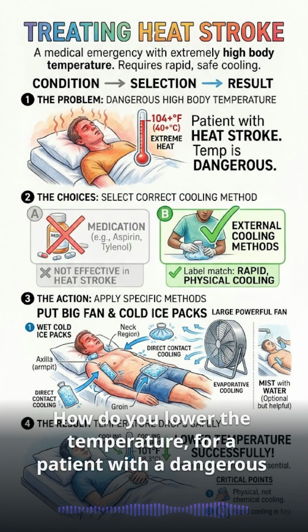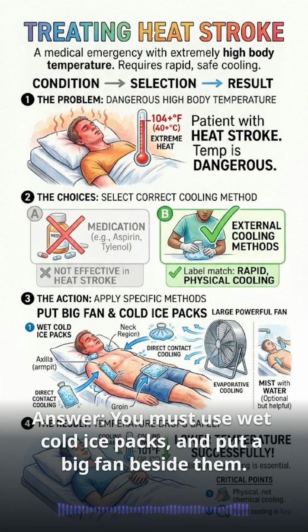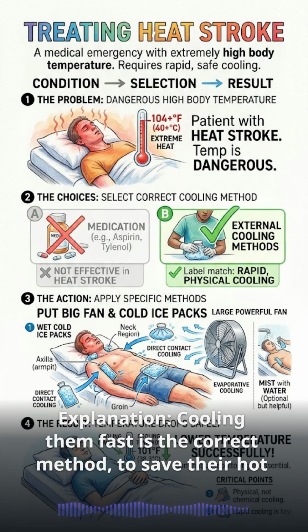100. How do you lower the temperature for a patient with a dangerous heat stroke? You must use wet cold ice packs and put a big fan beside them. Cooling them fast is the correct method to save their hot brain from severe swelling.